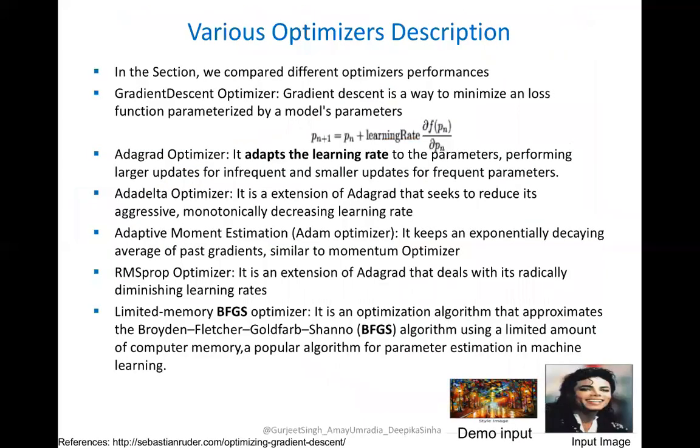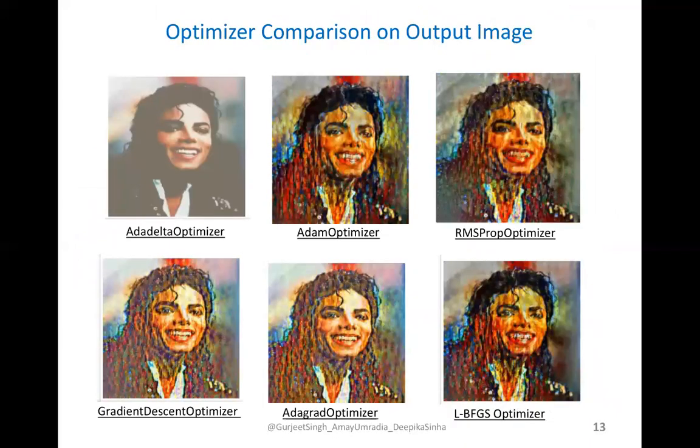Here is the list of optimizers, starting from simple gradient descent to AdaGrad, AdaDelta, Adaptive Moment optimizer, RMSProp, and LBFGS. All these optimizers adapt the learning rate in different ways. For example, one might aggressively reduce the monotonically decreasing learning rate or increase it, with larger updates for smaller updates on frequent parameters. Here are the outputs of all the optimizers.